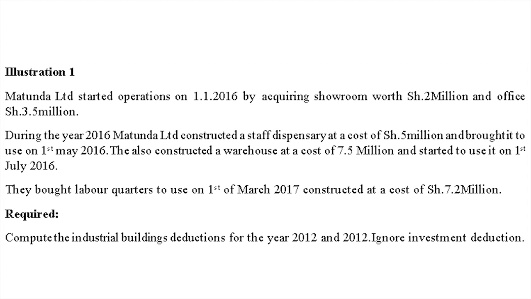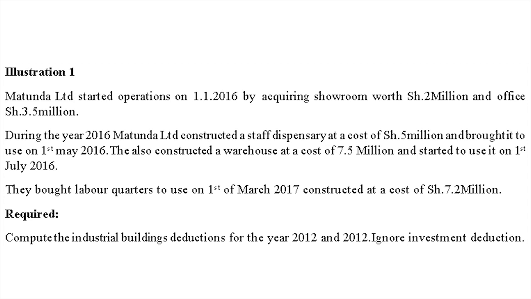That is 6 months. Then in the following year, 2017, they bought labor quarters, and these were occupied effective 1st of March. So 1st of March to 31st of December, that is 10 months. So March, April, May, June, July, August, September, October, November, and December. Those are 10 months. So required, compute industrial building deductions for the years 2016 and 2017.